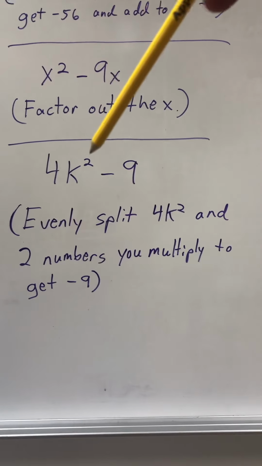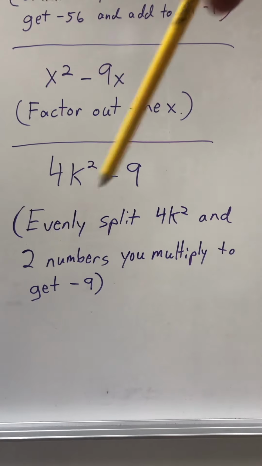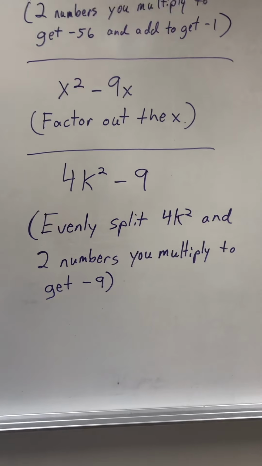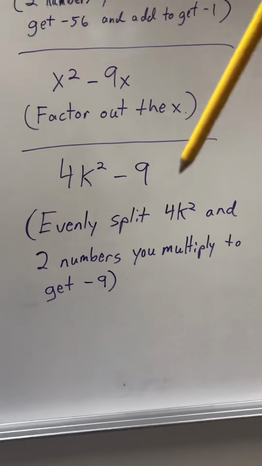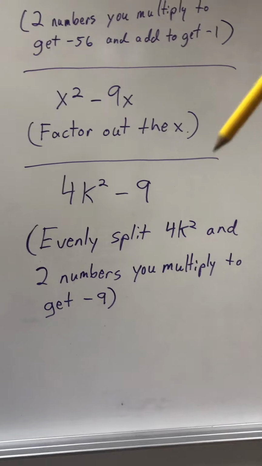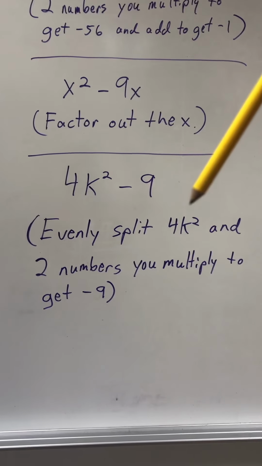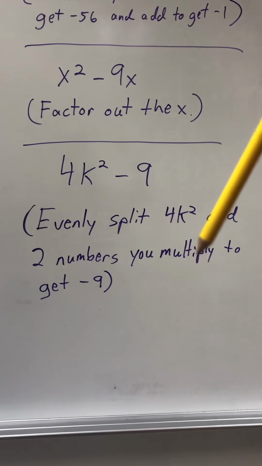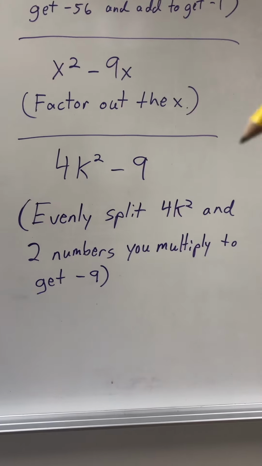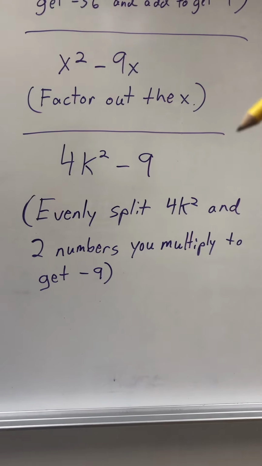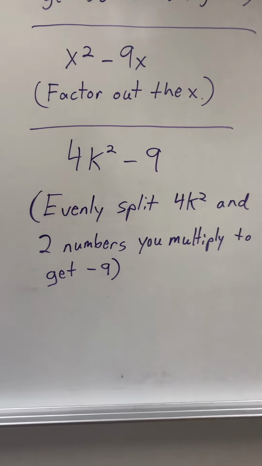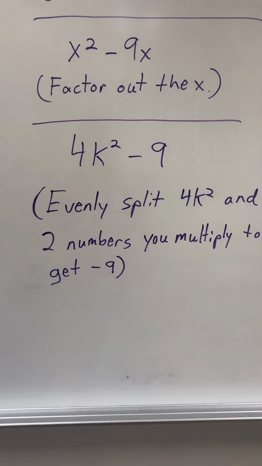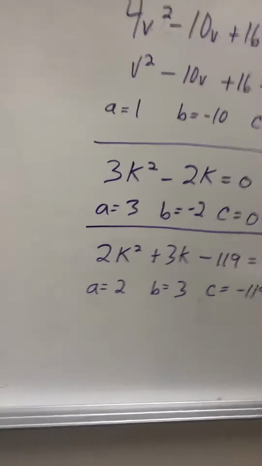We have 4k squared minus 9. The only way I could describe this is you want to evenly split the 4k squared. So by that I mean you're going to break it up into 2k. So 2k times 2k gives you 4k squared, is what I mean by that. And then you got to think of two numbers you multiply to get negative 9. Okay, so one's going to be positive, one's going to be negative. The two numbers you get to multiply to get 9. All right, that's taking the square root for that one.